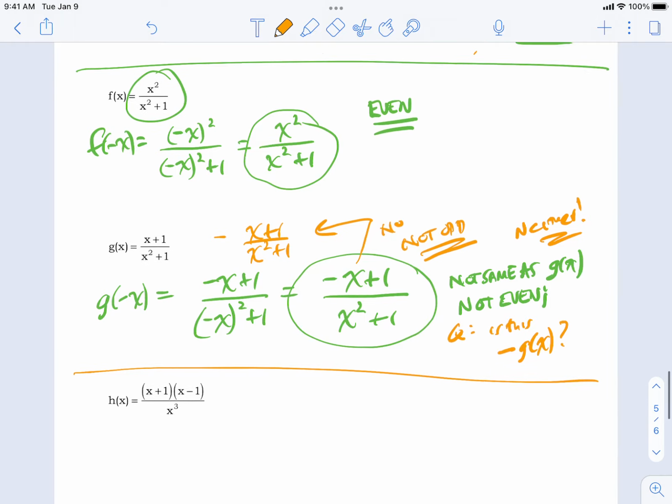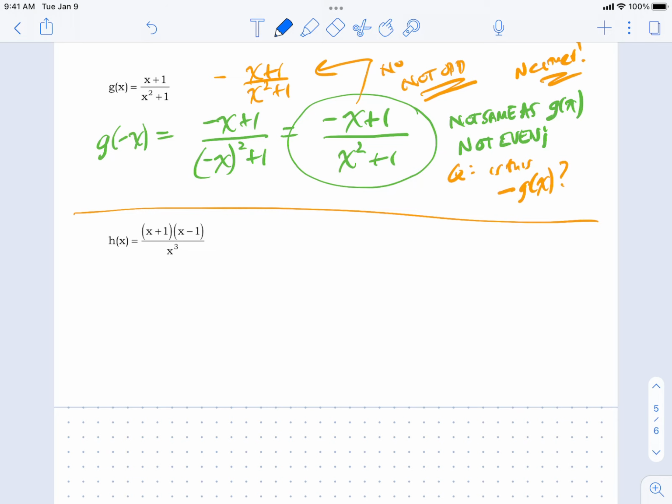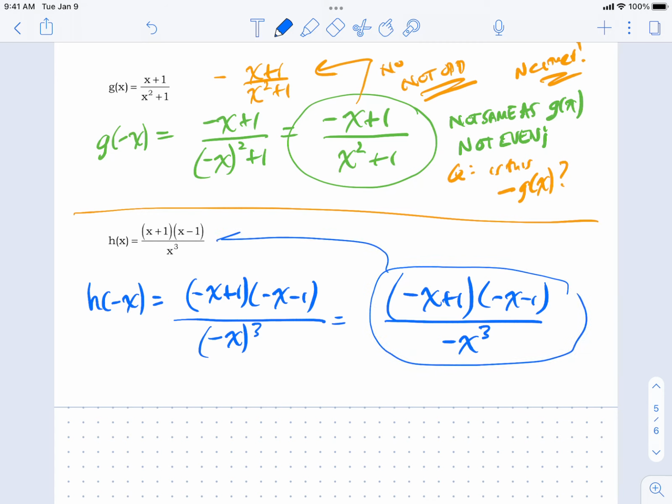Okay. Let's come down to this one. Maybe I'll go in blue just to be different. One more. So we always start by saying, let's look at h of negative x first. So this would become a negative x plus 1. This would become a negative x minus 1. This would be a negative x being cubed. So that means I got a negative x plus 1, a negative x minus 1, and down here, a negative cubed is the same as this. So what we're supposed to do is compare this to this and ask if they're the same or opposites.